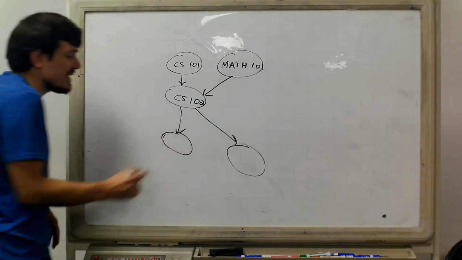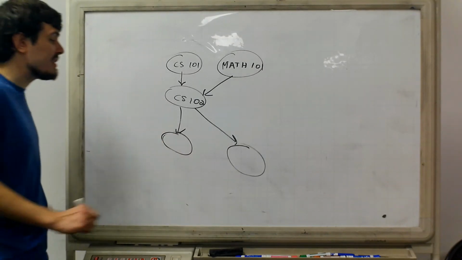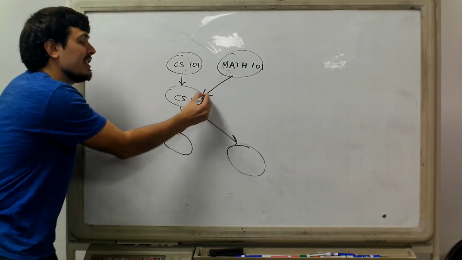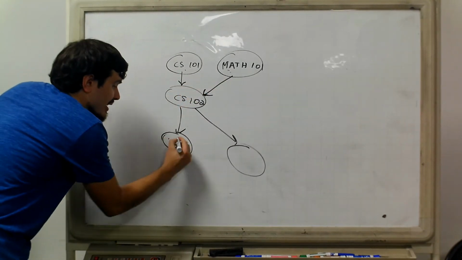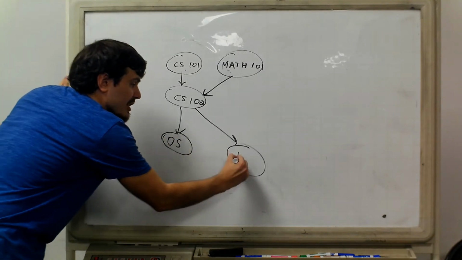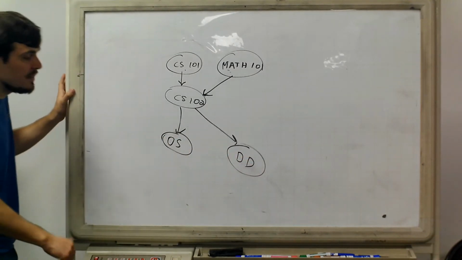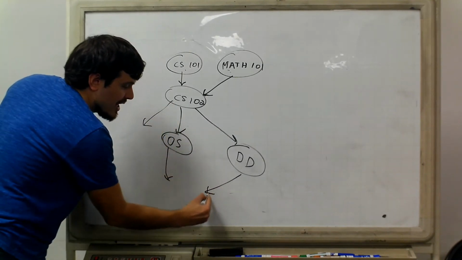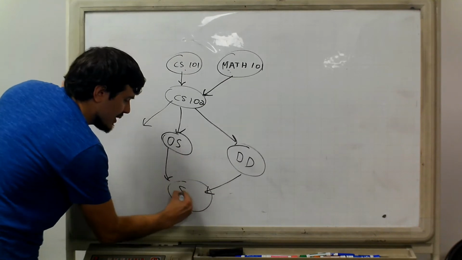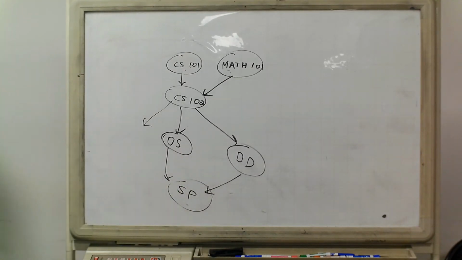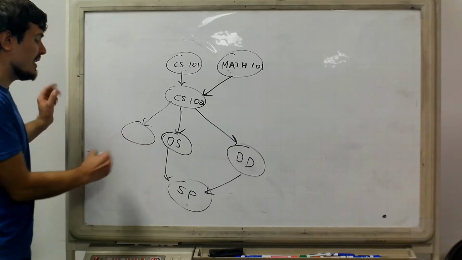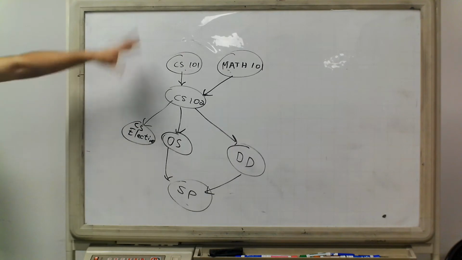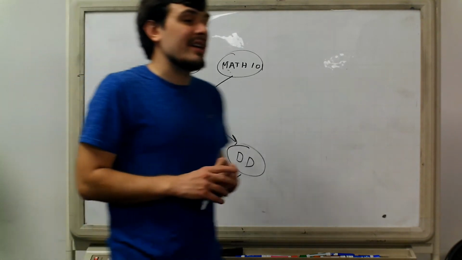So a major can be seen as having this kind of flow, right? Maybe you can take first CS 101 and Math 101, then the data structures course, then operating systems, then digital design. And then after a bunch of courses, you get down to your senior project, and you have to complete all these other ones before you do the senior project. There's also an elective, a CS elective. So there's some kind of flow like this that tells you what courses you have to take.